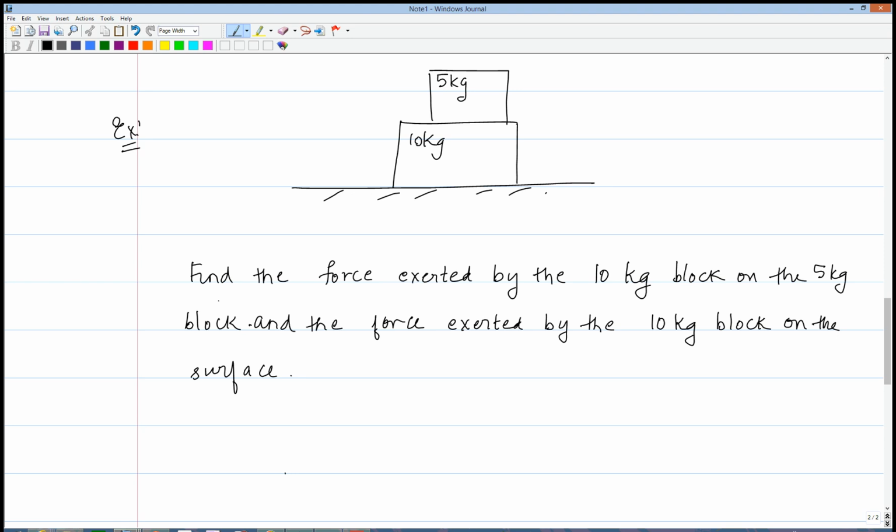So first, again, pause at this point, draw your two free body diagrams for the 5 kg and then for the 10 kg, and then come back and then we'll take it from there.